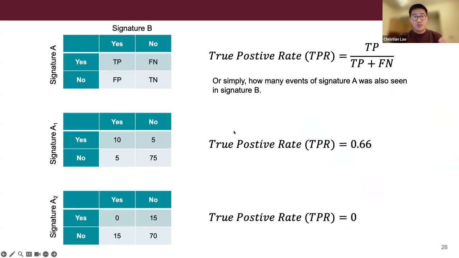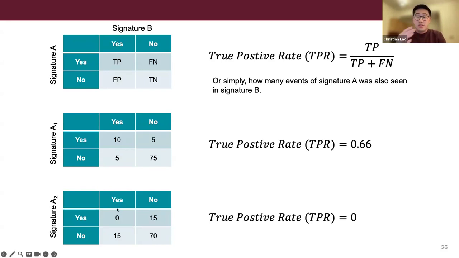That is the true positive rate. Simply, that's how many events of signature A were also seen in signature B. So in the elements of the contingency table, that's just your true positives over your true positives plus false negatives. In the first toy example, you have 15 windows labeled as yes in signature A, and 10 of those windows have a coincident event with signature B. So you get a true positive rate of 0.66.